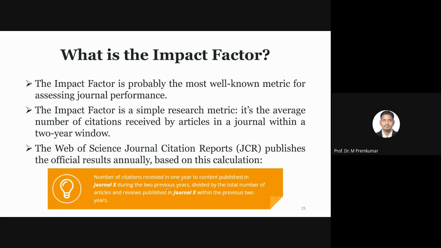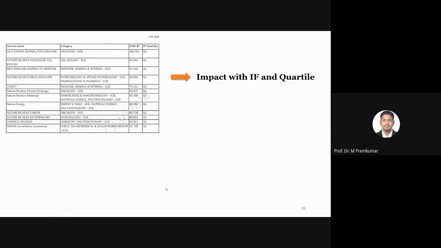In the 2-year window, what they do is take the papers published in the last 2 years, and out of those papers, count how many are cited in the current year. That gives the impact factor. For example, in the last 2 years, 1,000 papers are published, and 2,000 citations are received. So 2,000 divided by 1,000, my impact factor is 2. Likewise, they calculate the impact factor. This is for the 2-year window, and similarly we have a 5-year window also.